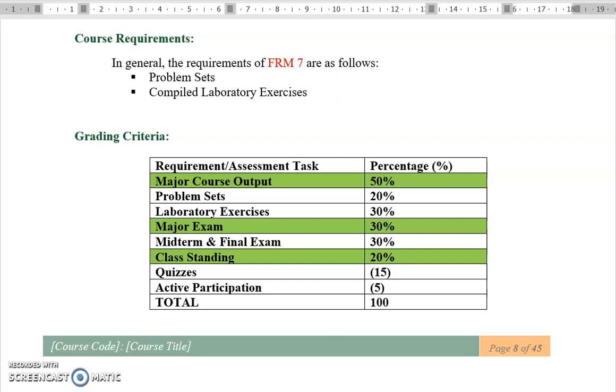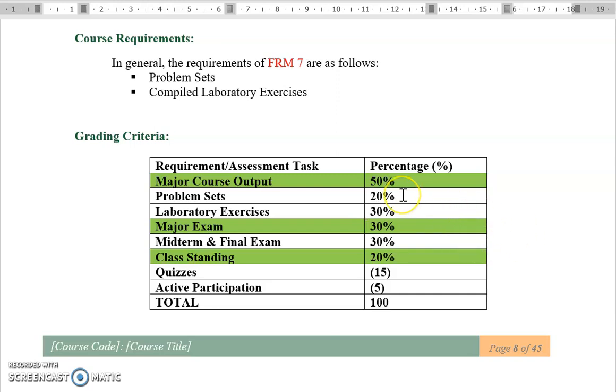Ang active participation, whether during the classes or sa chat, you ask questions or you do clarification, you answer questions, you answer problems that I'll be giving you. So good, but it's just 20% la to class standing. So I highly advise mga students to give more time sa inyong major course output at sa inyong major exam.